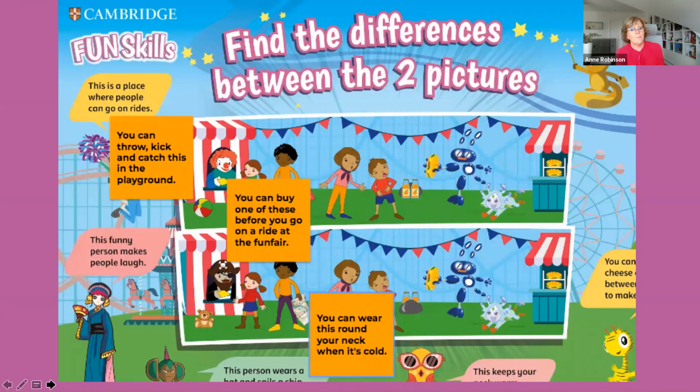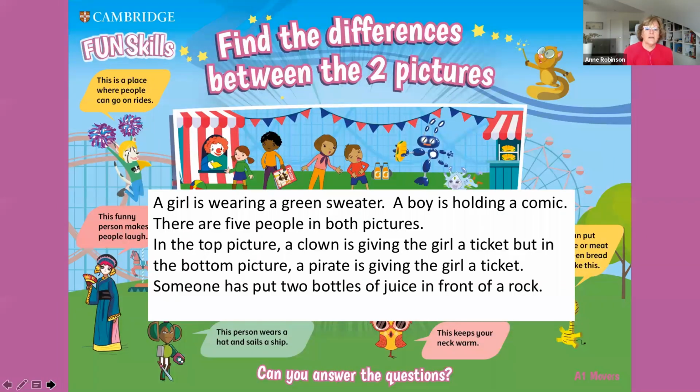So in the top picture, the juice is in front of the rock, but in the second picture, the bottom picture, the juice is behind the rock. Okay, so definitely but. Very useful area to practice. So here are my suggestions, perhaps working from the simplest, yes, with the present continuous. There are and there is, your but suggestion, yeah. In the top picture, a clown is giving the girl a ticket, but in the bottom picture.